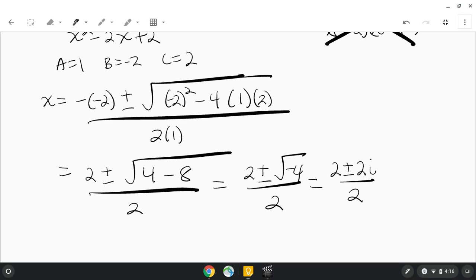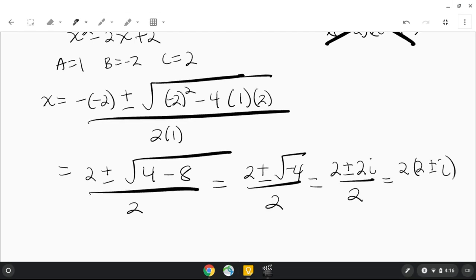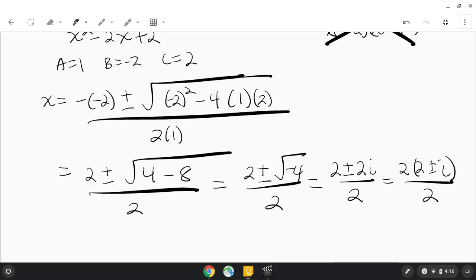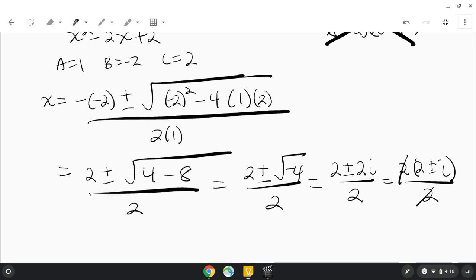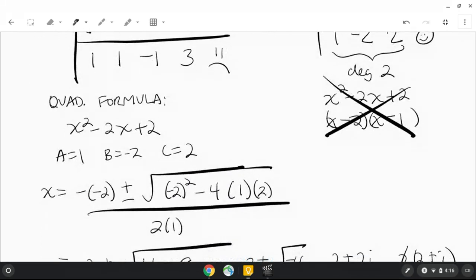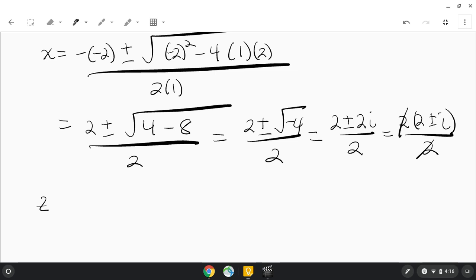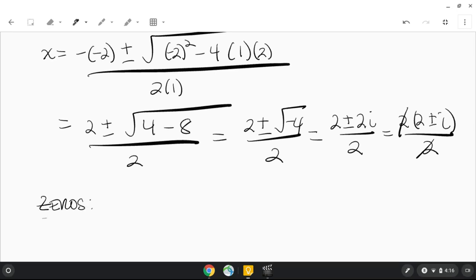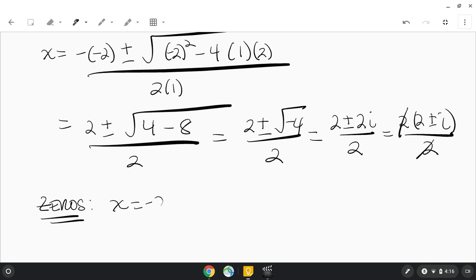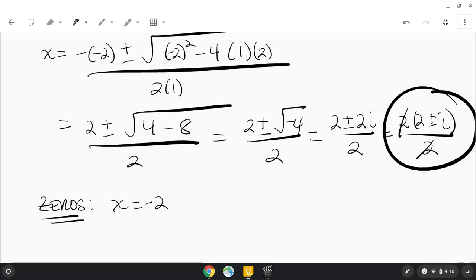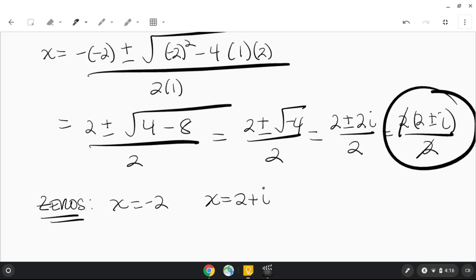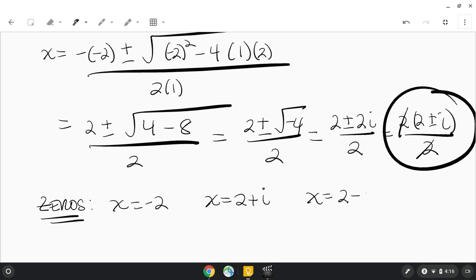Okay, I'm going to go ahead and factor out a 2 in the numerator. And so now I can cancel this out. Okay, so then my answers, my zeros, are going to be this one up here, x equals negative 2. And then from over here, I'm going to get x equals 2 plus i, and x equals 2 minus i.